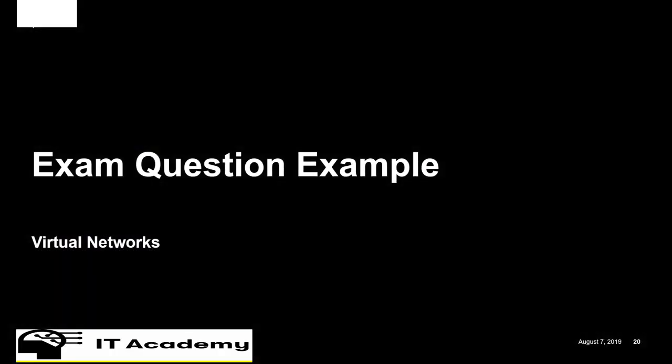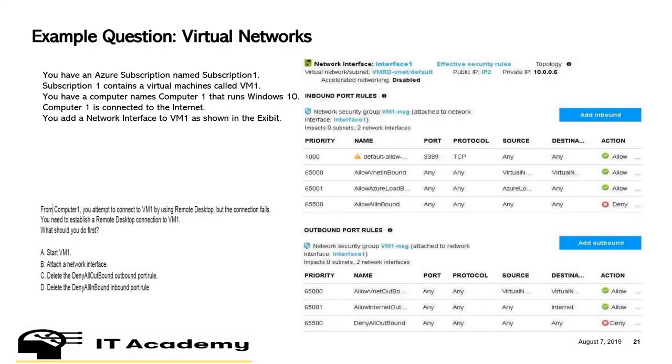Now let's have a look at an exam sample question around virtual networking. This is an example of an exhibit-based question. What that means is we're given something, usually a screenshot from a system somewhere, that tells us the configuration of something. We have to look and analyze the information that's in the exhibit and try and identify what's happening in the scenario from that.